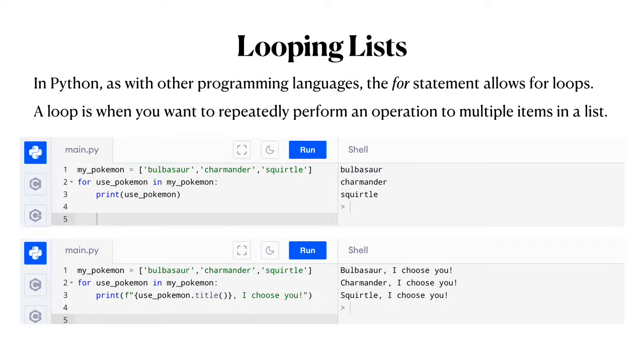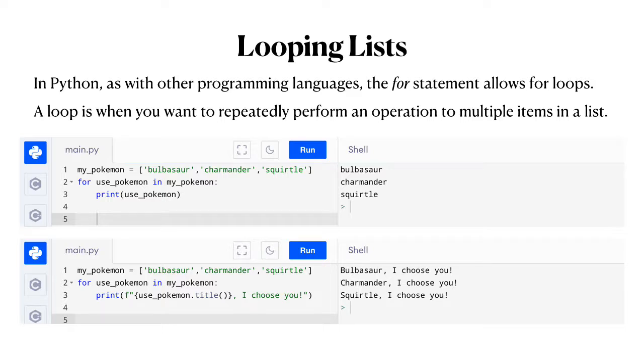Now, because it's a for loop, Python goes back to the my Pokemon list until the contents of my Pokemon are used up. So earlier, Bulbasaur was the use Pokemon. Since Bulbasaur has been used as use Pokemon, Charmander is now the use Pokemon, then Python prints it. That's why after Bulbasaur, Charmander. So, after Charmander, the next use Pokemon inside the my Pokemon list is Squirtle.